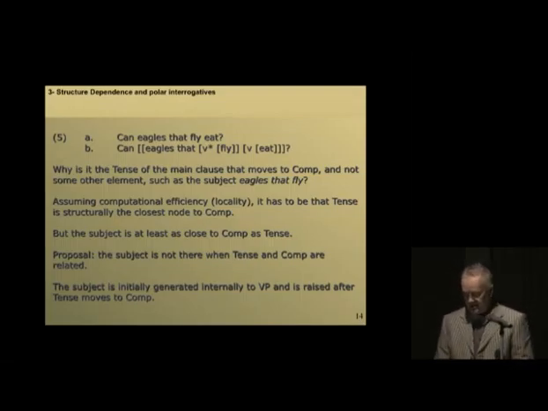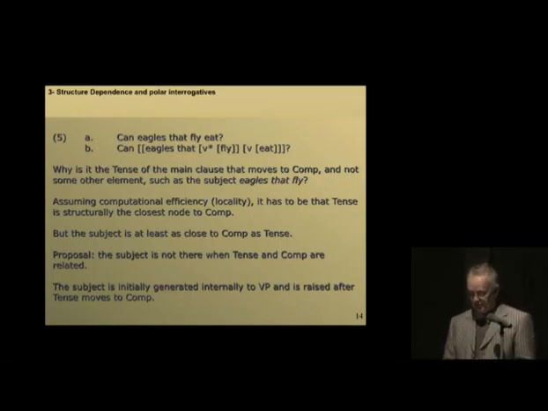Why is tense, and particularly the tense of the main clause, that element that moves to comp and not some other element, such as, in this example from Chomsky, the subject, for example, or any other element in the sentence? Now, assuming computational efficiency, as he does and as the tradition of looking into this problem does, a particular locality, well, it has to be that tense is structurally closest to comp, and that's why it's the one that moves. But the problem is that the subject is at least as close to comp as tense.